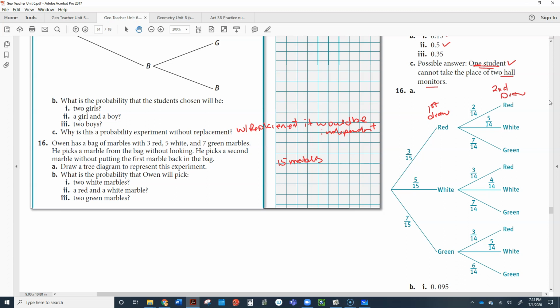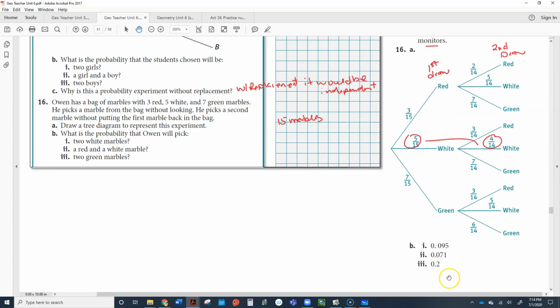And now they want us to find the probability of each one of these. So 2 white marbles. So white, white. All we have to do is multiply those 2 numbers together. You multiply those 2 numbers together and you get 0.95.